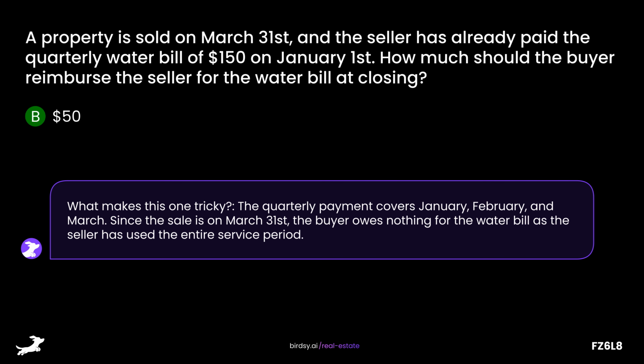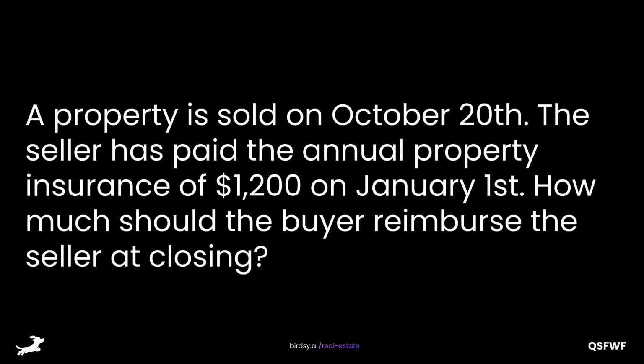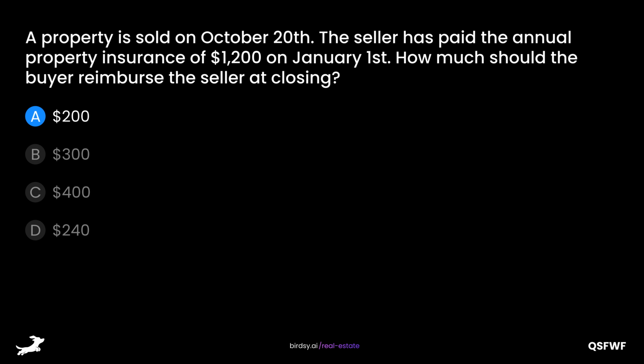What makes this one tricky? The quarterly payment covers January, February, and March. Since the sale is on March 31st, the buyer owes nothing for the water bill as the seller has used the entire service period. A property is sold on October 20th. The seller has paid the annual property insurance of $1,200 on January 1st. How much should the buyer reimburse the seller at closing? Is it A, $200, B, $300, C, $400, or D, $240?